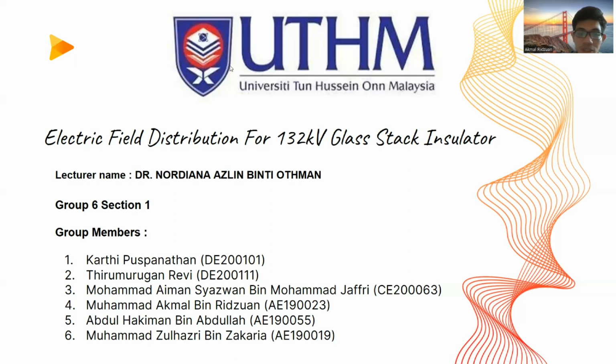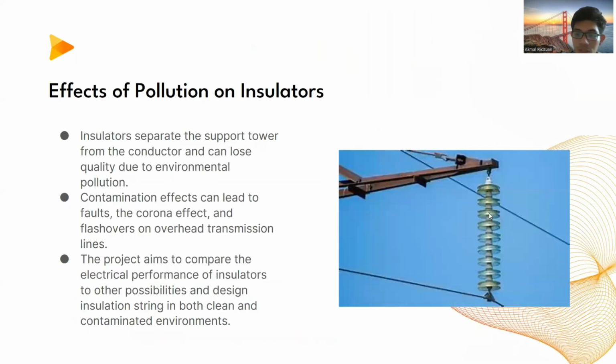Okay, so in the introduction, as you can see right now, this is the insulator that is usually used in the transmission line, the overhead line insulator. The insulator is used to separate the support tower from the conductor. However, due to environmental pollution, which is constantly changing, either from rainy to sunny, or in some countries snowpack, the insulator can still lose its quality. So how can the insulator lose its quality?